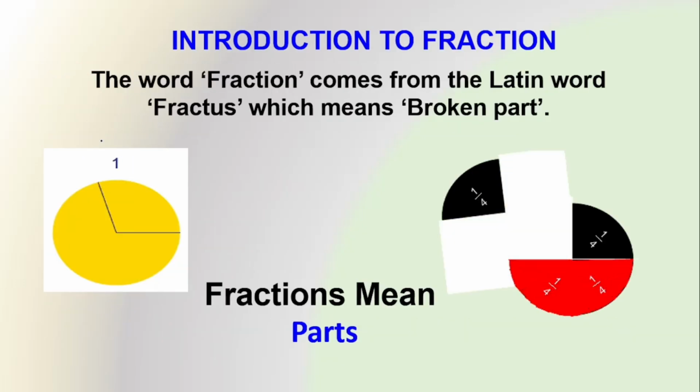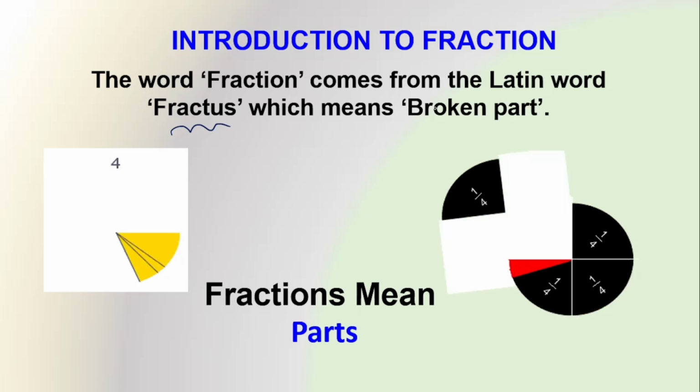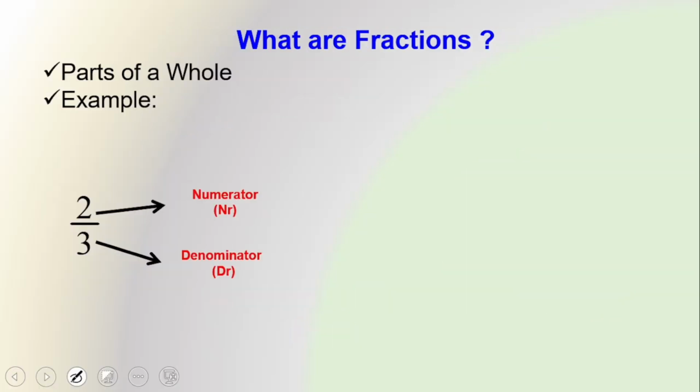Now, introduction. The word fraction comes from the Latin word fractus. Okay, first remember from which language the word fraction is derived, that is the Latin word. Which word? That is fractus, which means broken part. Now next, what are fractions? Simply you can say that fractions are a part of the whole. Okay, then what are the examples? Now examples are 1 by 2, 3 by 4, then 2 by 3 and 6 by 7.